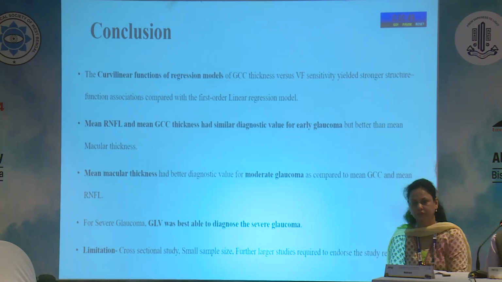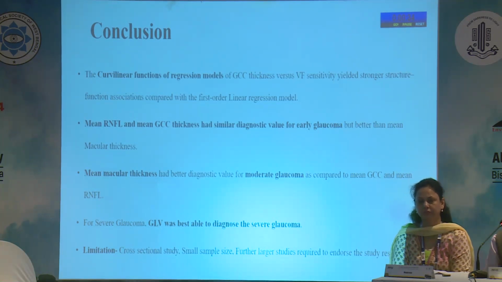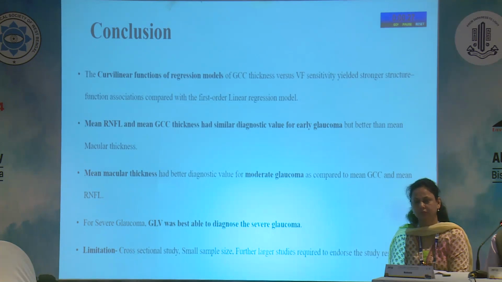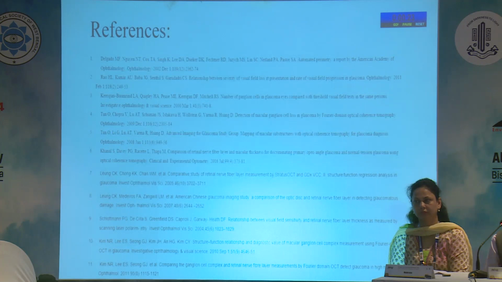In conclusion, I would like to say that the relationship between visual field sensitivity and GCC was best explained by curvilinear functions of regression models. Mean RNFL and mean GCC thickness had similar diagnostic value for early glaucoma, but not better than macular thickness. Mean macular thickness was better for moderate glaucoma, while for severe glaucoma, GLV was best able to diagnose severe glaucoma. Under limitations, I would like to say that this was a cross-sectional study, sample size was relatively small, and further larger studies are required to endorse the study results. These are my references, and thank you so much.